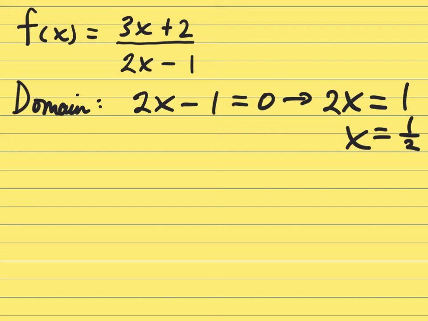Now, since we don't want that to be 0 in the denominator, we're going to record our domain as all real numbers except for 1/2. We want all the good guys, in other words.